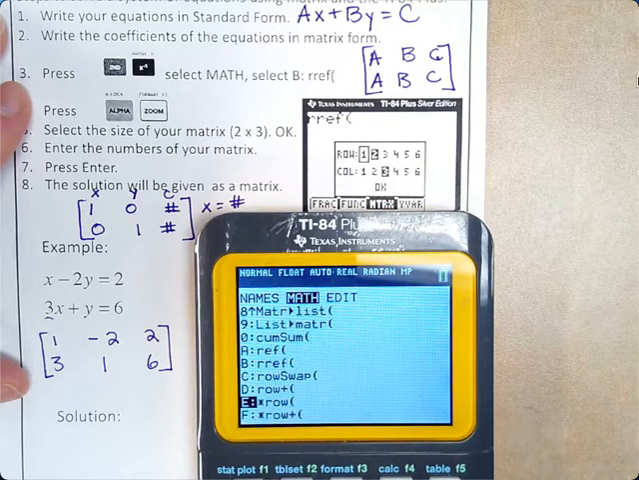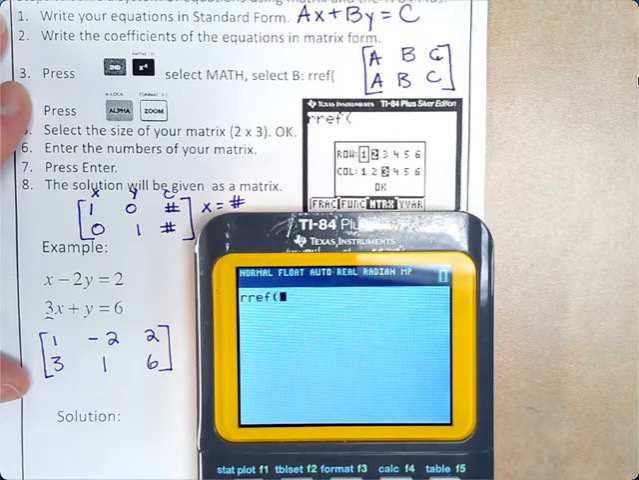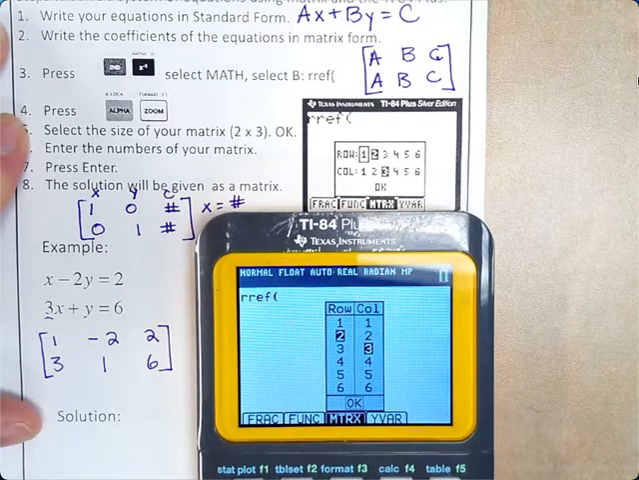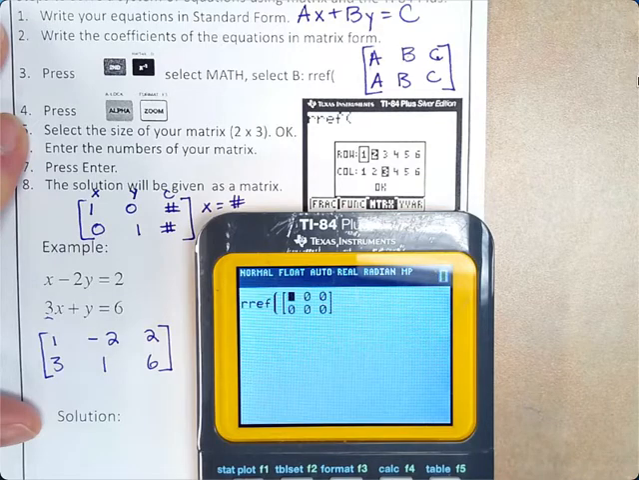Oh, I went too far. And you can go up or down until you get to option B. Push enter. And now we have the RREF shown. Step 4, press alpha zoom. And we want to do a 2 by 3. Okay. Now we have the template for our matrix.